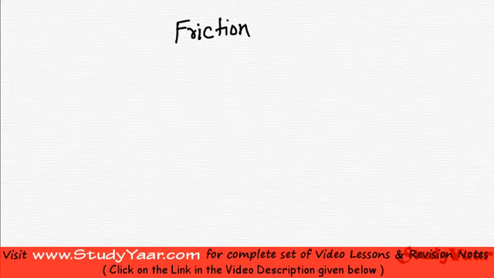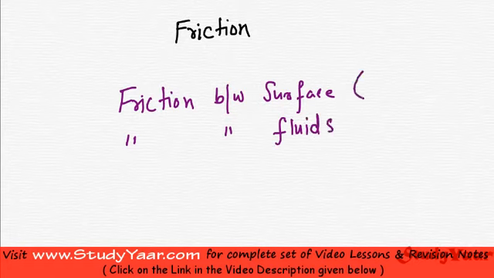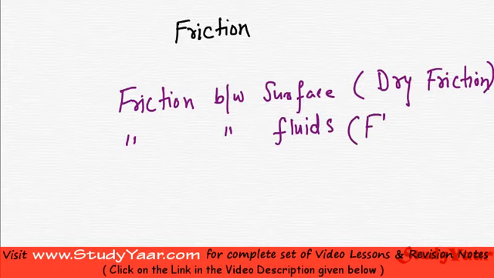Now let's talk about friction. We basically have two types of friction. One is the friction between surfaces, and the other is friction between fluids. The friction between surfaces is known as dry friction, and the other friction is known as fluid friction.